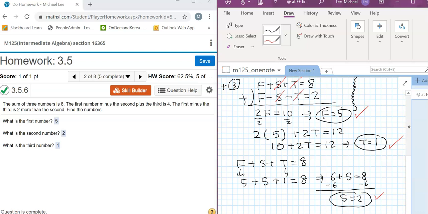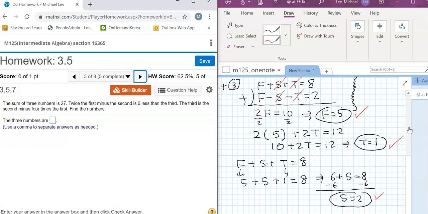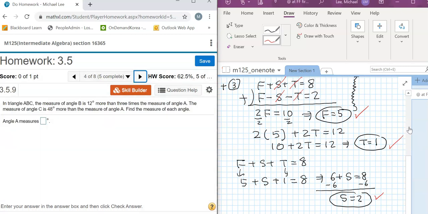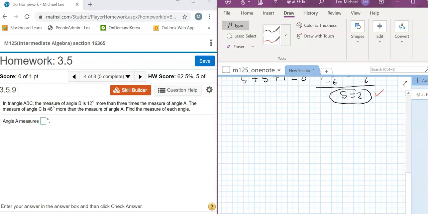Okay, let's go to the third one. It is the same thing. I want you to do it. This is almost a repeat. The fourth one, a triangle. So this is question number 4.